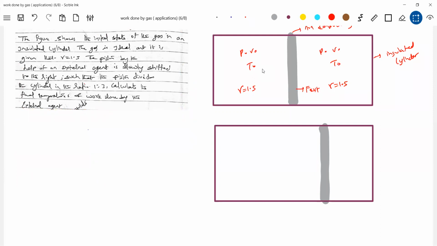Okay, now slowly the external agent will move it. It will slowly move such that the ratio of volumes will become 1:3. So if this is V1, this is V2, what we can write? V2 by V1 as 1:3.